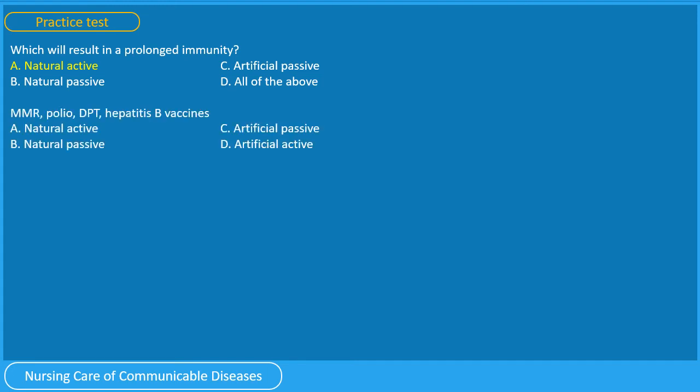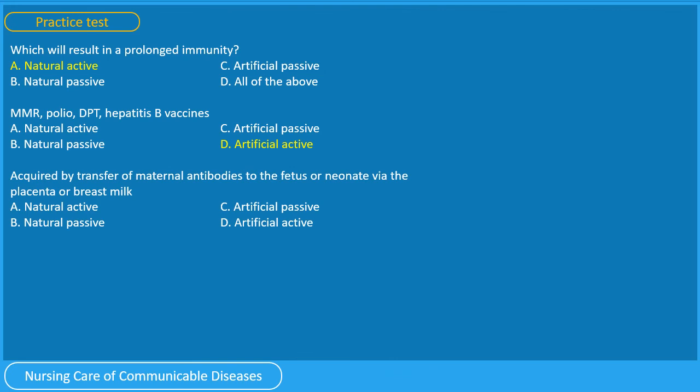MMR, polio, DPT, hepatitis B vaccines will give what type of immunity? A. Natural active, B. Natural passive, C. Artificial active, or D. Artificial active. You have 5 seconds. And the answer is D. Artificial active.